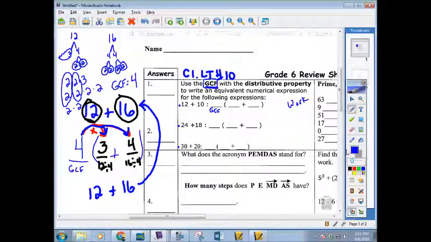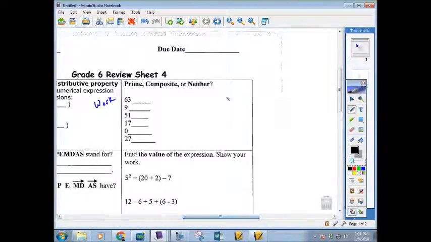You're obviously going to need an additional piece of paper for all this work. Let's not try to fit it into this little box. Just attach another sheet of paper, or on the back you could probably have some room. So you have to do those 3 like that. You first have to find the GCF, and then use the distributive property to create an equal numerical expression.